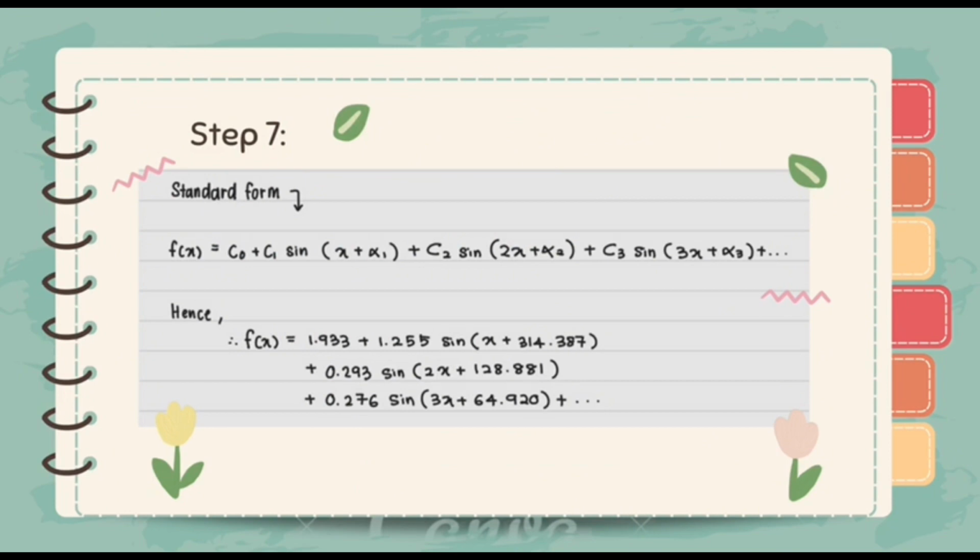Lastly, after we manage to obtain all the values, we can substitute the values into the Fourier series form, and now this is our final answer.